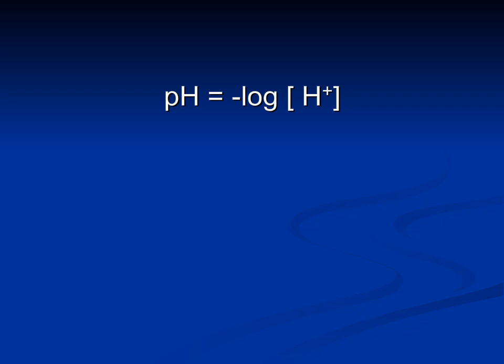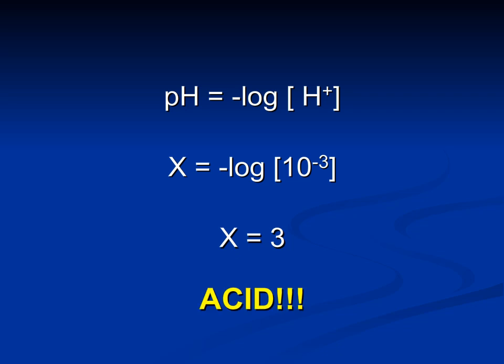Let's look at an example. If we determine that our hydrogen ion concentration is 0.001, or 10 to the -3 in exponential form, then we take the exponent and multiply it by -1. So -3 times -1 is 3. Our pH of this solution is 3. What do you think that would be? An acid or a base? An acid. If a solution has a pH below 7, it is an acid.